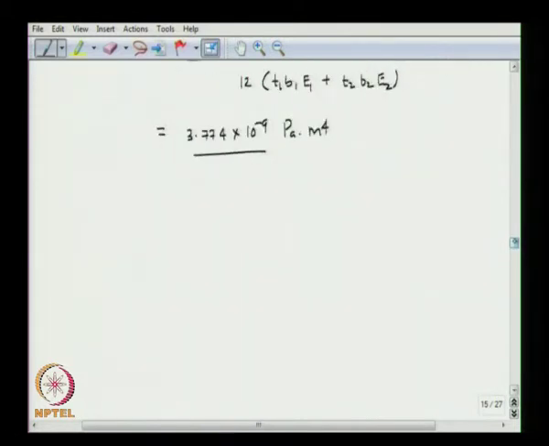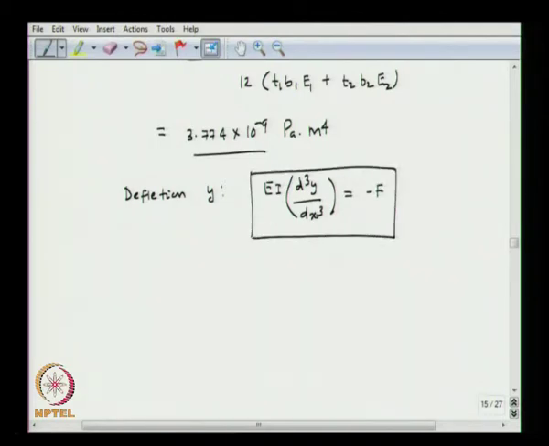Now, if you want to find the deflection of the beam, so deflection y will be governed by this equation. So, EI into d cubed y over dx cubed will be equal to minus F. Okay. So, this is the equation which will govern the deflection of the bimetal.